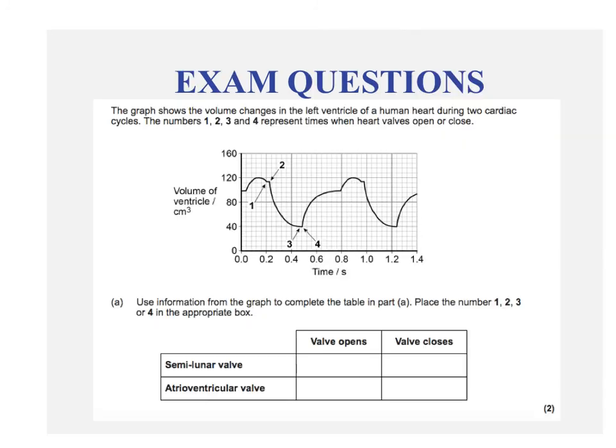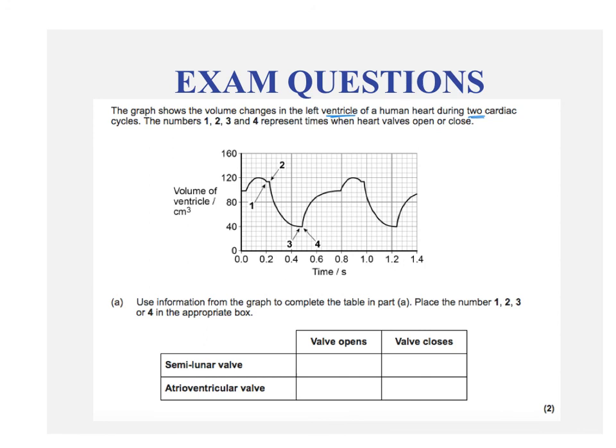So we're going to have a go at a few more exam questions, but these are very much test yourselves. The graph shows the volume changes in the left ventricle of a human heart during 2 cardiac cycles. Numbers 1, 2, 3 and 4 represent times when heart valves open or close. Use the information from the graph to complete the table in part A and place numbers 1, 2, 3 or 4 in the appropriate box.